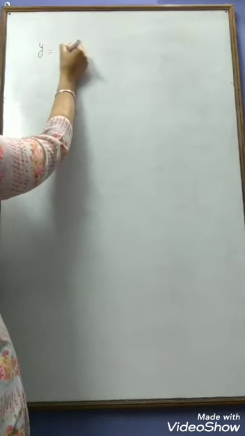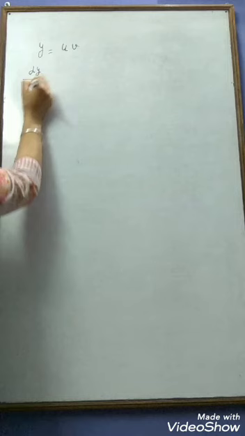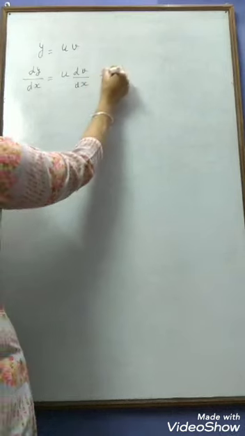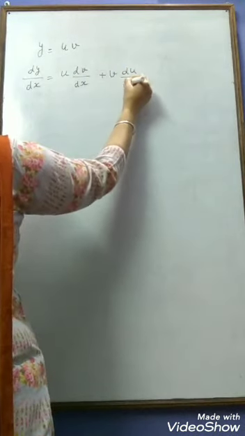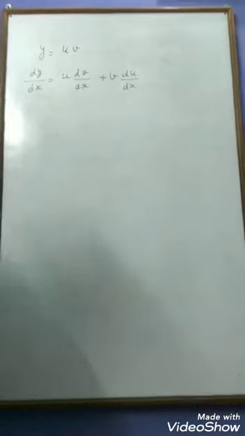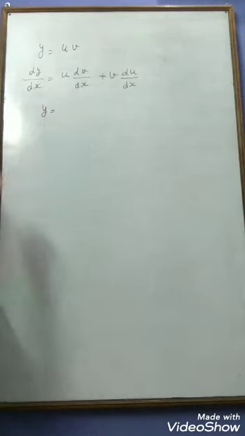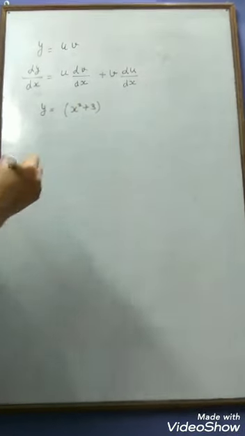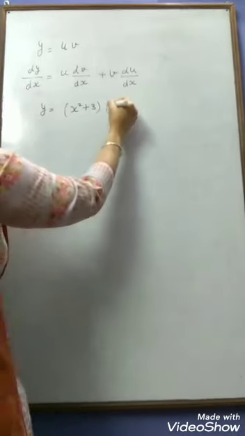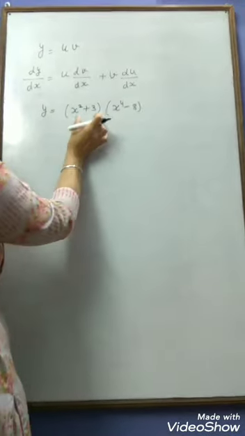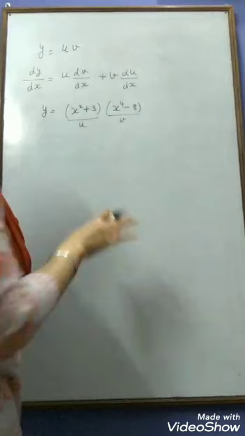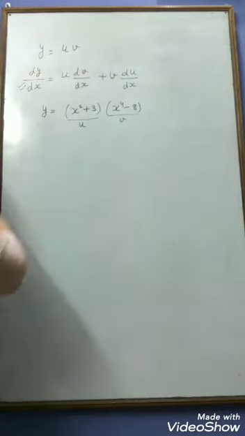Next we have the rule y is equal to uv. This derivative dy by dx is the first times the derivative of the second plus the second times the derivative of the first. Let's take an example: y is equal to, let's say, (x²+3)(x⁴-8). Now these are the two terms. This is the u term and this is the v term, and they are both functions of x. So we use this rule to differentiate it.